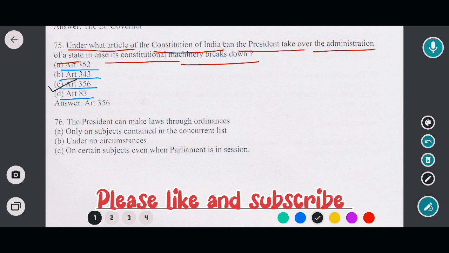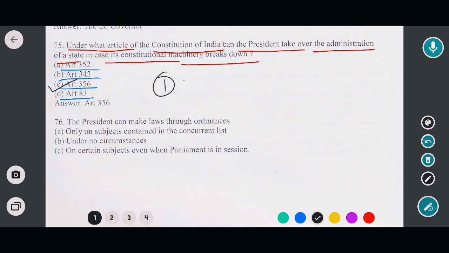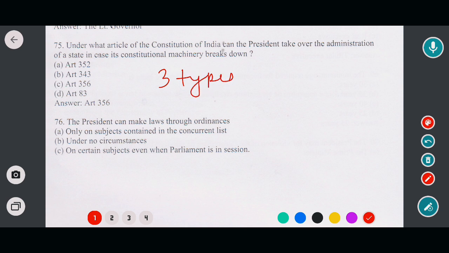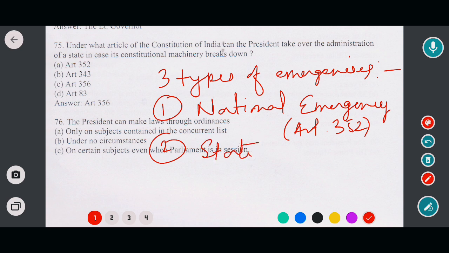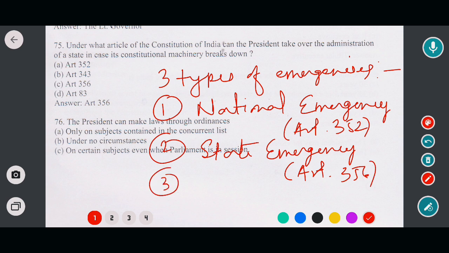That is option C. That means we know that there are three types of emergencies. Number one is national emergency, which has been defined under Article 352. Second is state emergency, which has been defined under Article 356, and the last one is financial emergency.